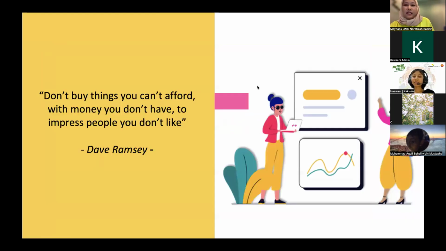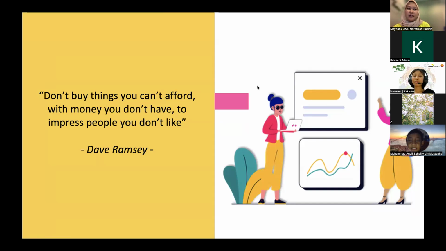So firstly, for today, I will share on money matters, the do's and don'ts of personal finances. I assume everyone here still hasn't got any source of income. I believe most of you rely on your parents, PTPTN or a scholarship. Just a few things to ponder: don't buy things you can't afford, with money you don't have, to impress people you don't like.